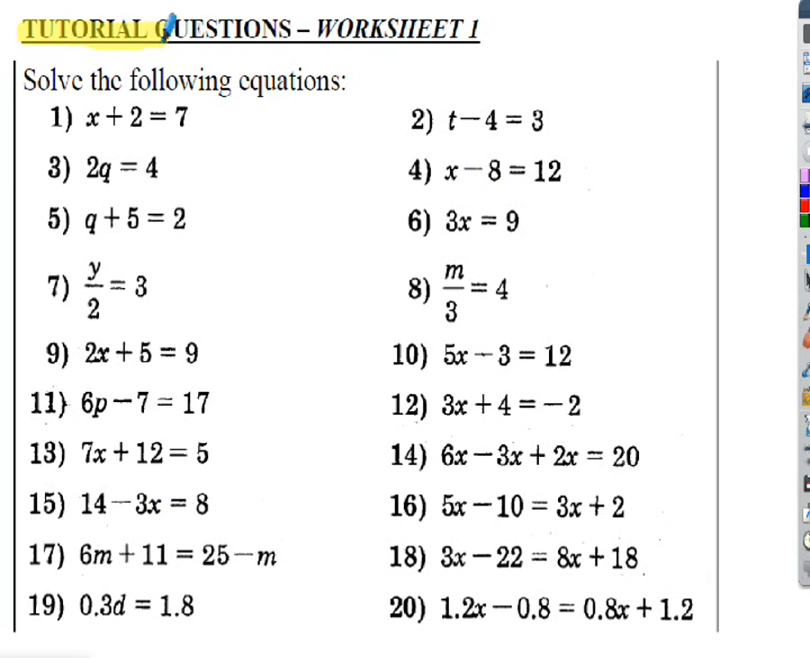Here are some tutorial questions. Those of you that think you can solve these without further explanation, I would encourage you to stop the presentation and attempt these questions 1 to 20. The answers are shown on the following slide. Those of you that want further help with the solution of these equations, I undertake some worked examples on later slides.